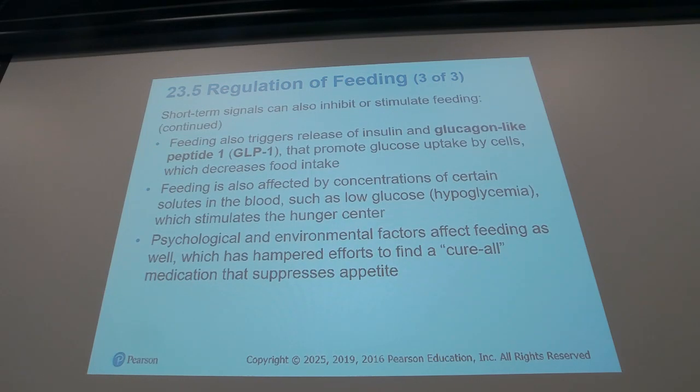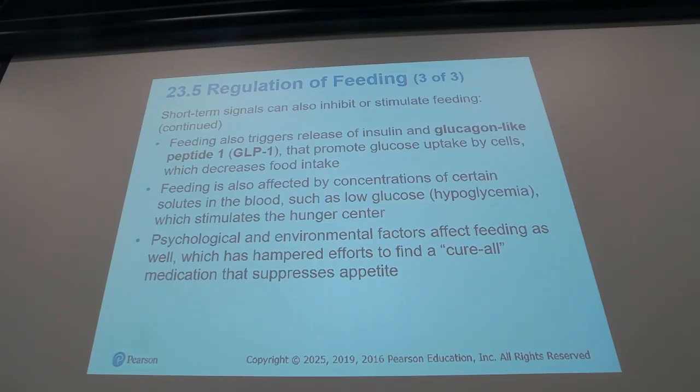Now, we also have regulation of nutrition through short-term signals. So the previous ones that we saw are long-term signals, but we have also short-term signals that can inhibit or stimulate feeding. For instance, we have glucagon-like peptide GLP-1 that promotes uptake of glucose by the cells, which decreases food intake. Have you heard about this before lately?